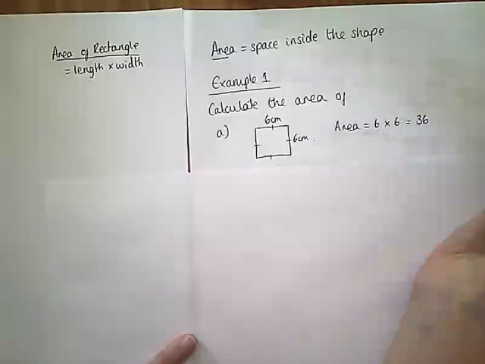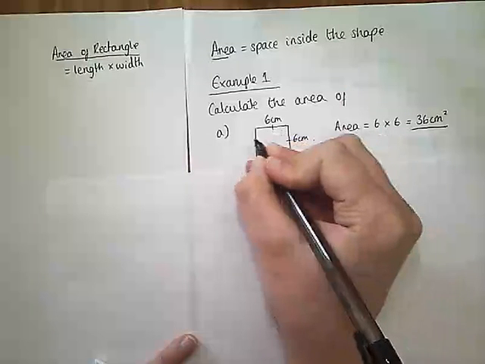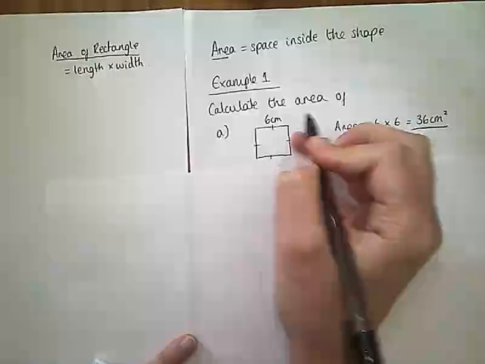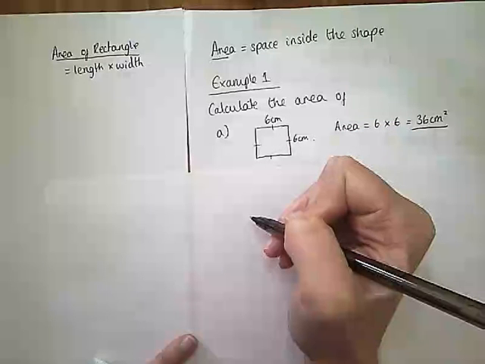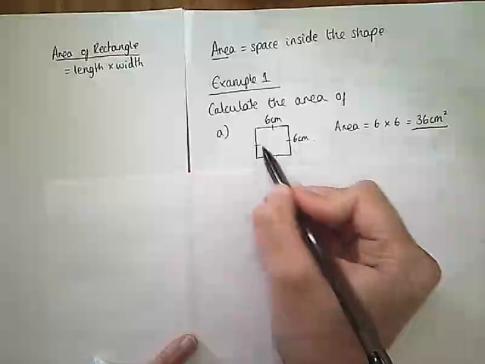If it was in metres, it would be measured in metres squared. That is saying how many squares we can fit inside the shape, which refers to the area. And we can fit 36 centimetre squares in this shape. That's what it means. Okay, let's go on to example 2.